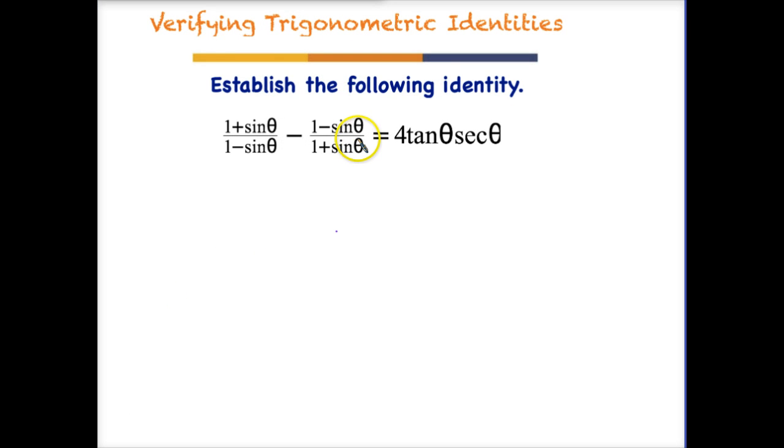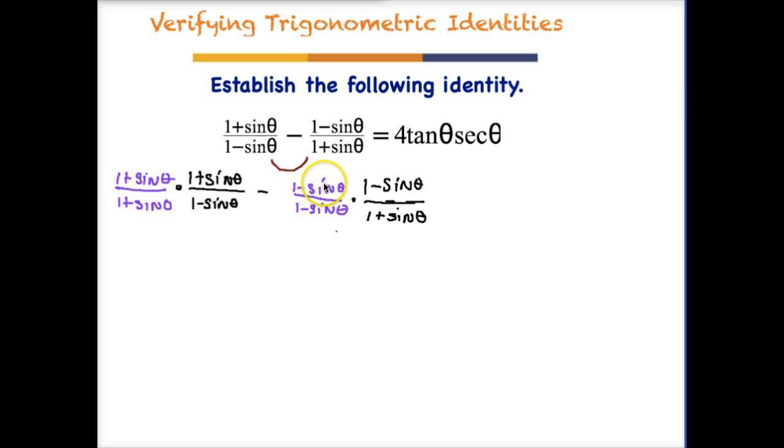How about this one? In this situation, on the left side, I have two fractions that need to be combined. Even though my right side looks like maybe I should change tangent and secant, my left side is more complicated because of the dual fractions. So in order to combine these, I'll need to get a common denominator. I'll need to use both 1 minus sine theta and 1 plus sine theta as my common denominator.